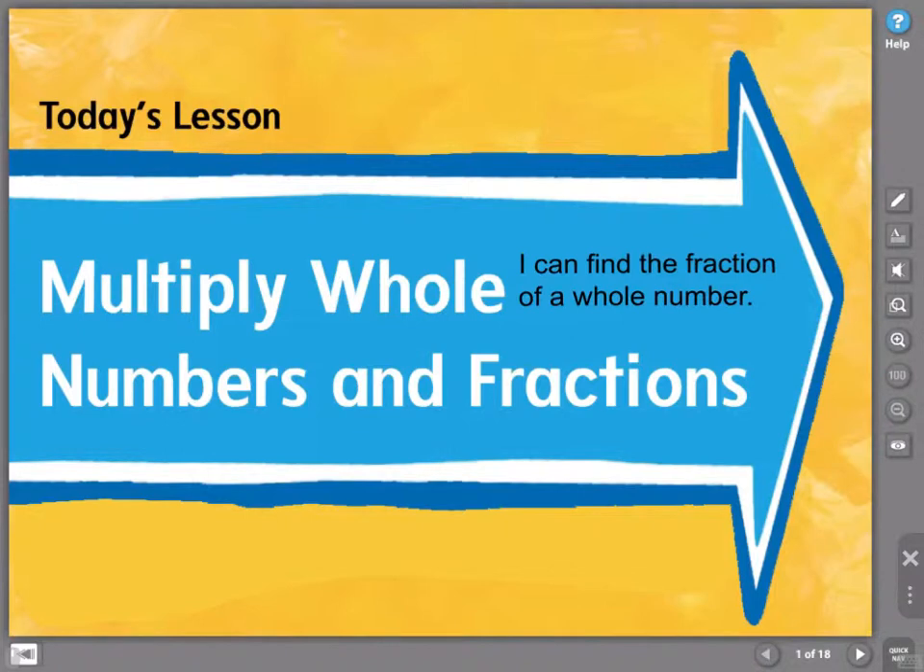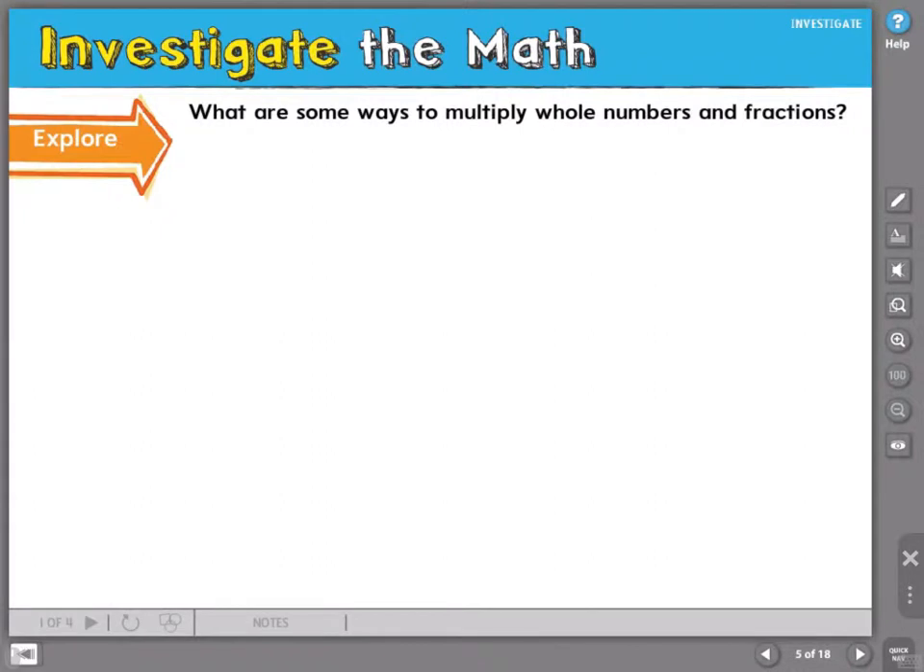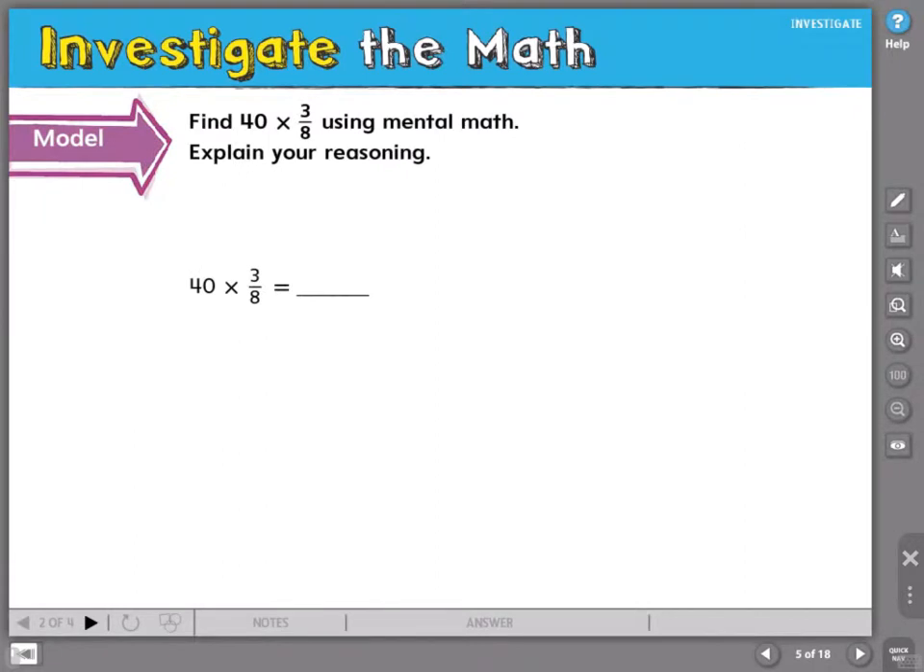Today's lesson is on multiplying whole numbers and fractions. Our I can statement today is I can find the fraction of a whole number. Let's begin by asking ourselves, what are some ways to multiply fractions and whole numbers? Well, in our last lesson, we used models. Let's think about some other ways that we could multiply fractions and whole numbers.